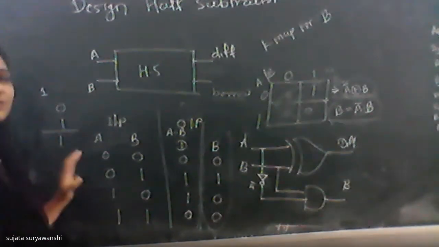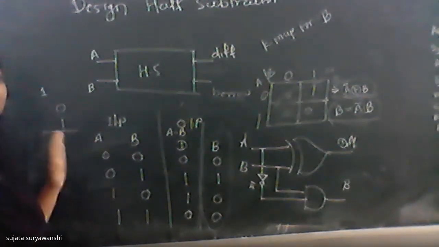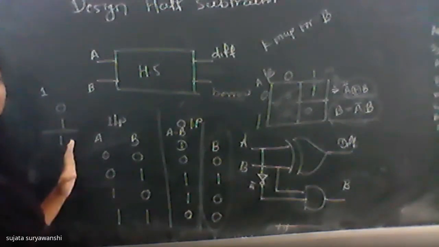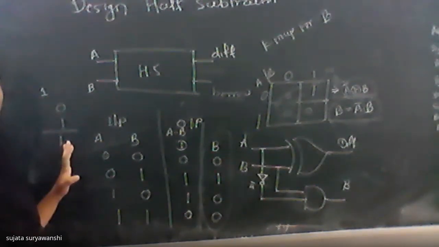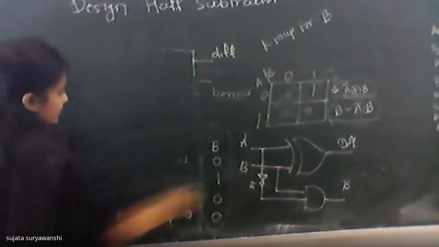Okay, so all of you completed this? Circuit diagram, truth table, block diagram and K-map. You have to do all these tasks whenever you design any problem definition or any combinational circuit. Okay, so we'll see how to design the full subtractor.